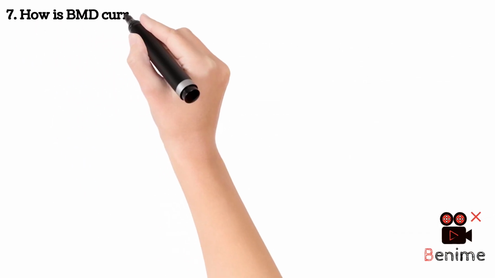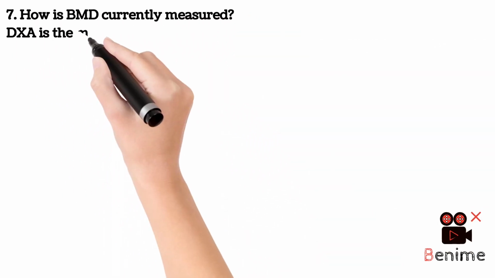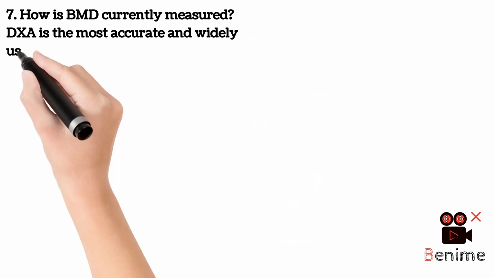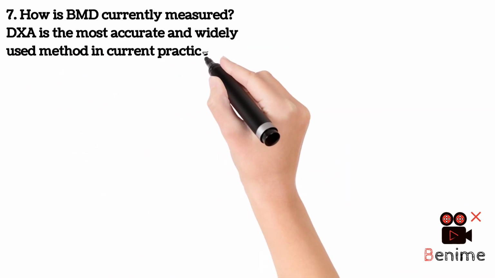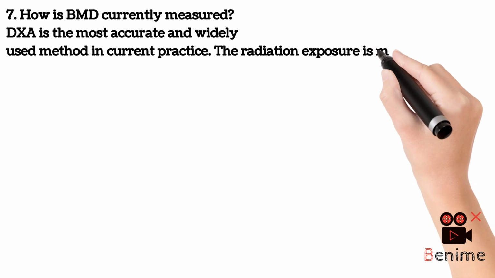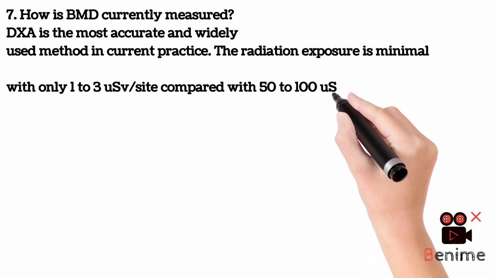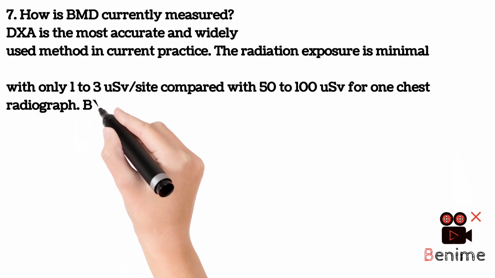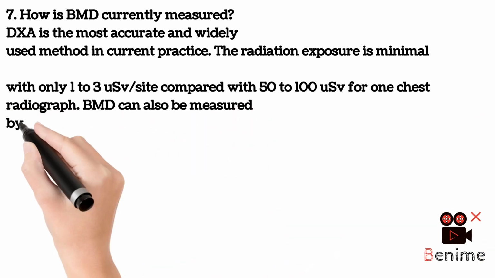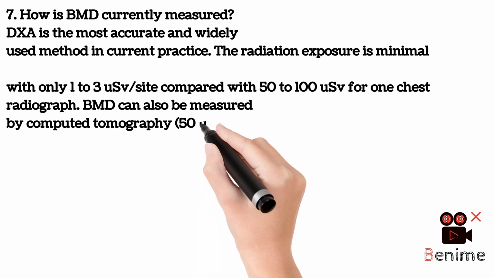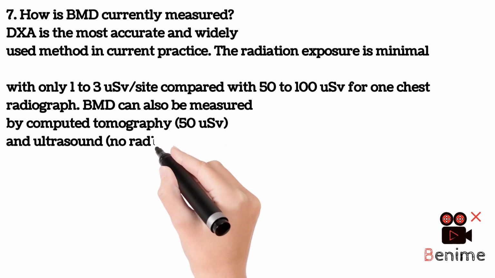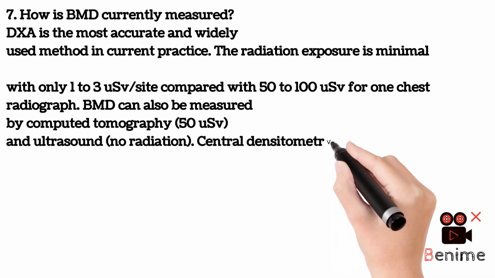7. How is BMD currently measured? DXA is the most accurate and widely used method in current practice. The radiation exposure is minimal, with only 1 to 3 µSv per site compared with 50 to 100 µSv for one chest radiograph. BMD can also be measured by computed tomography, 50 µSv, and ultrasound, no radiation.